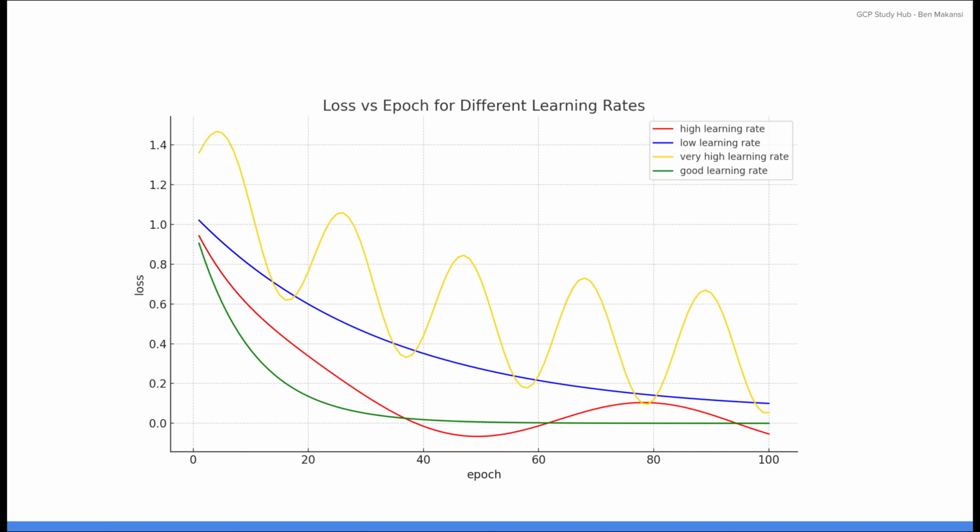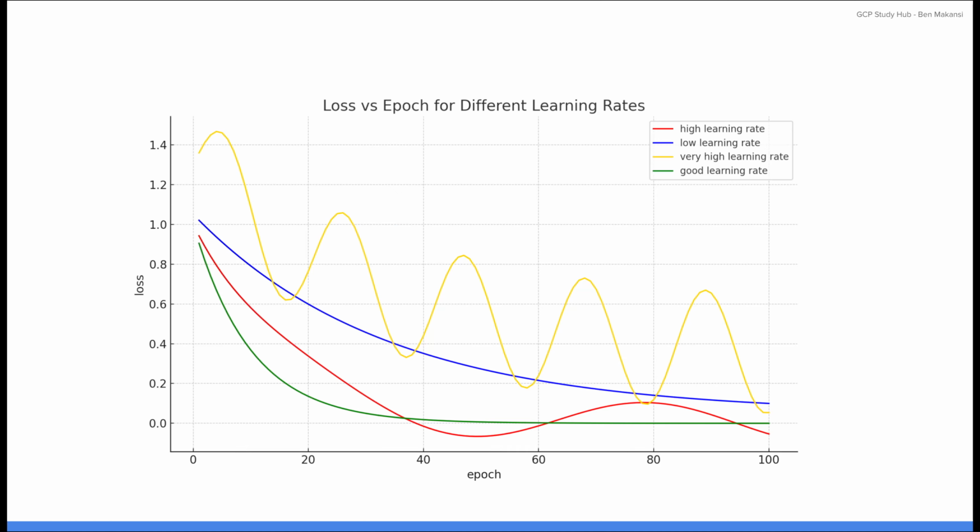This confirms what we discussed earlier. Low learning rates are stable, but they require more time to reach optimal performance. The red line represents high learning rate. Initially, it drops quickly, which might seem promising, but notice what happens around epoch 60. The loss starts to increase again. This demonstrates the overshooting problem that we mentioned, where large steps can push the model past the optimal solution.